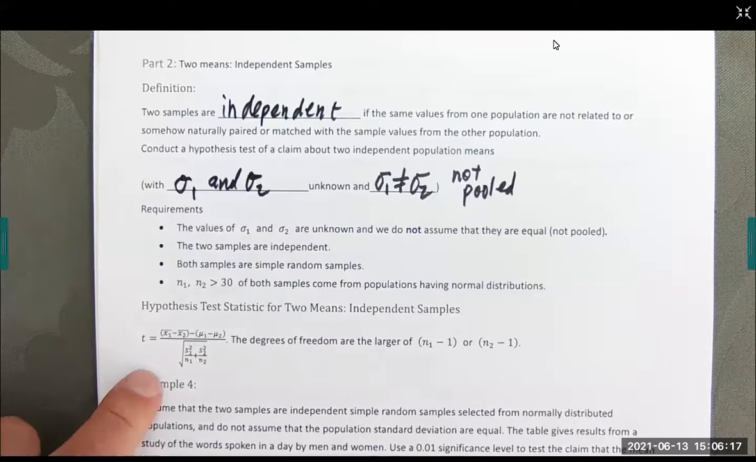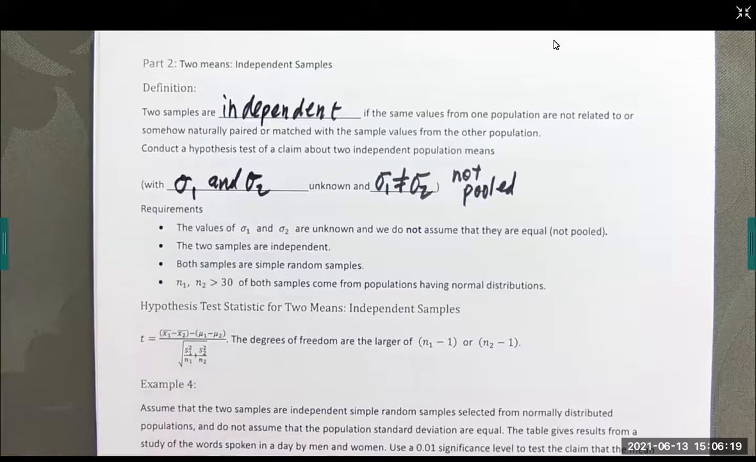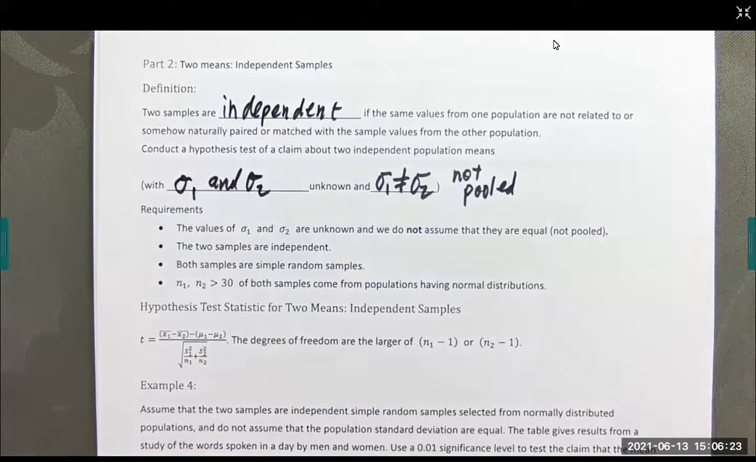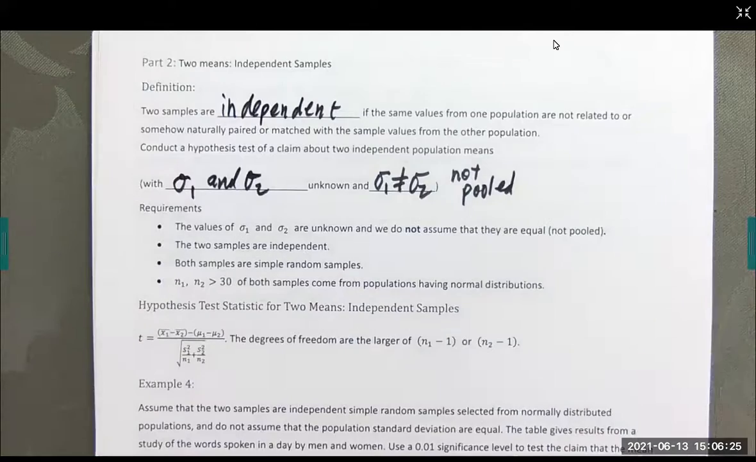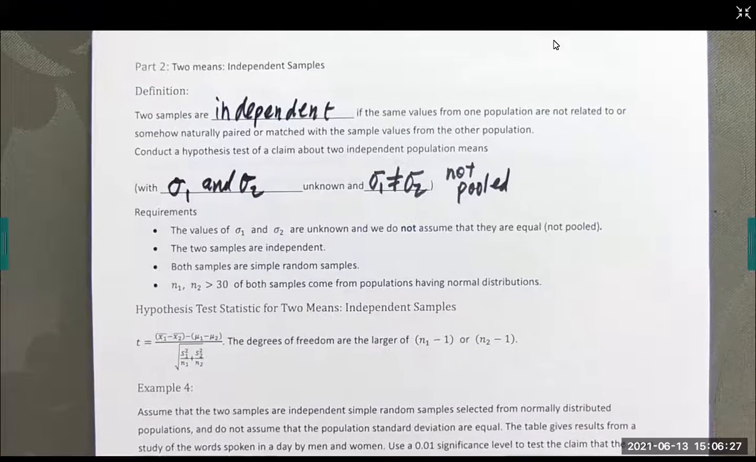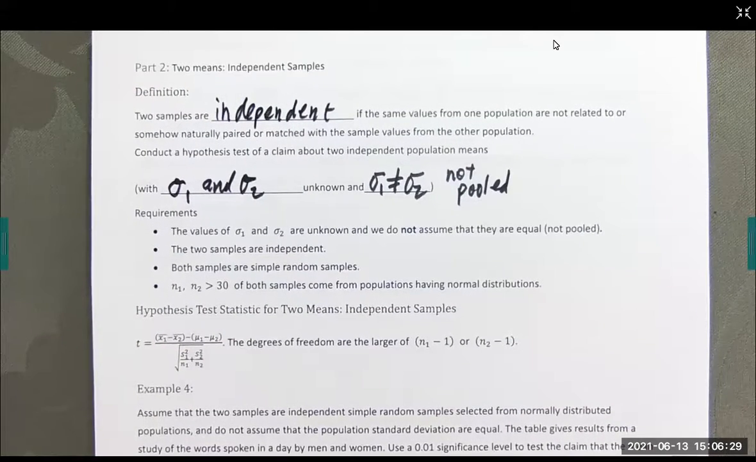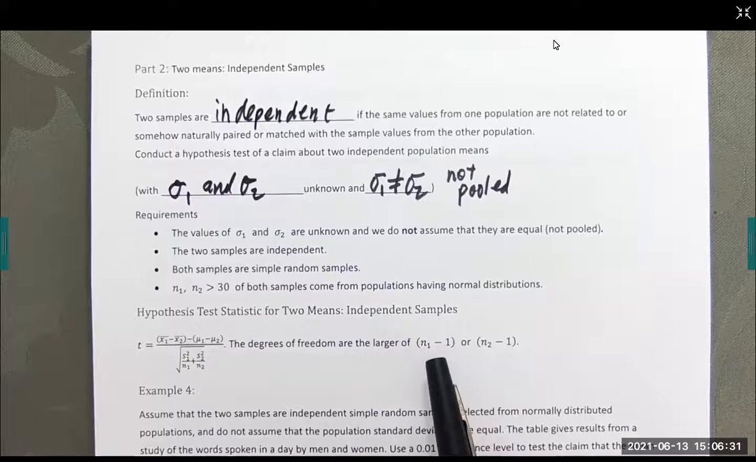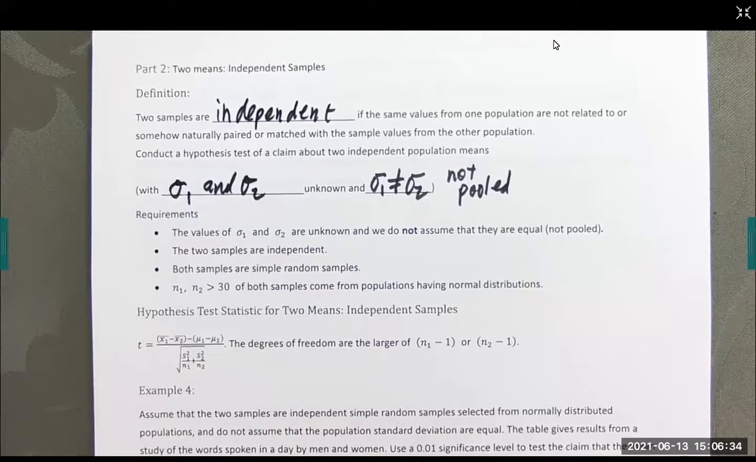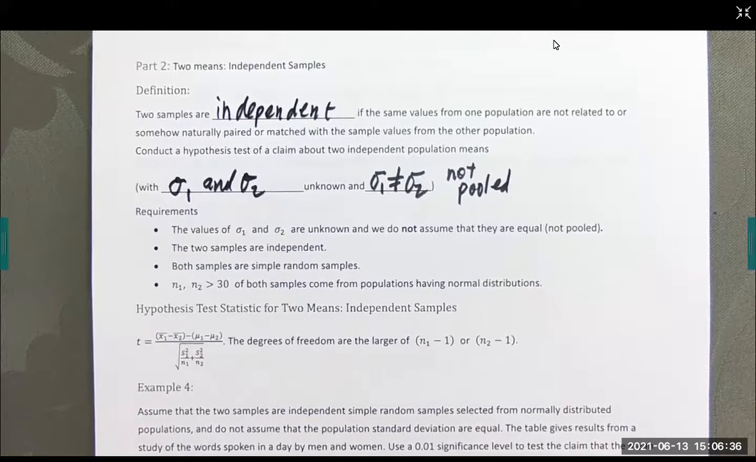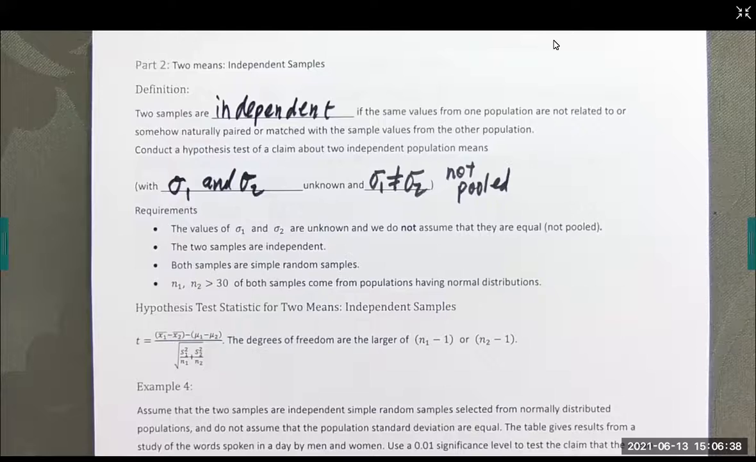And here is the test statistic formula. It's quite involved. Thankfully, we have machines that will do that for us. When we pick the degrees of freedom, there is a much more complicated way to figure it out, but I'm just going to say, use the larger of the two, whichever is bigger. And let's get to our example.